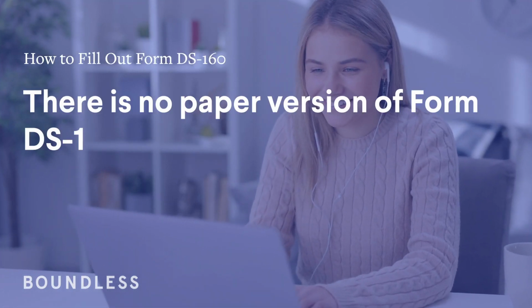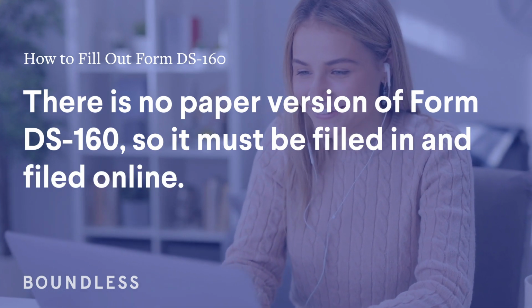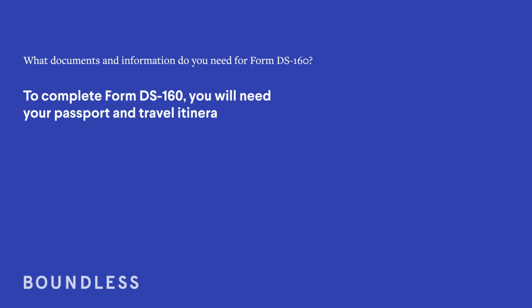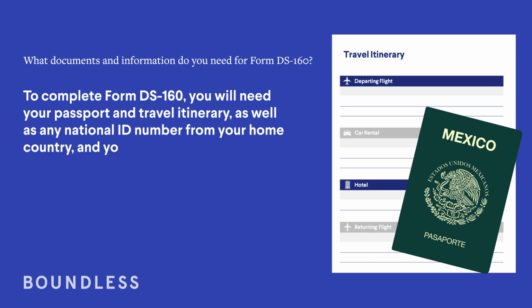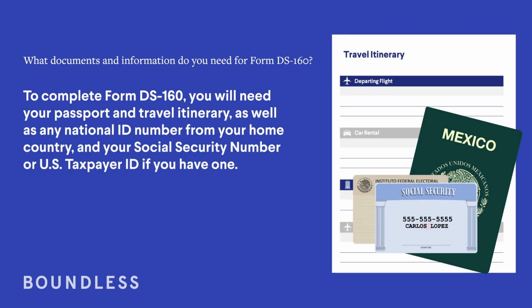How to fill out Form DS-160. There's no paper version of Form DS-160, so it must be filled in and filed online. What documents and information do you need for Form DS-160? To complete Form DS-160, you'll need your passport and travel itinerary, as well as any national ID number from your home country, and your Social Security number or U.S. taxpayer ID if you have one.